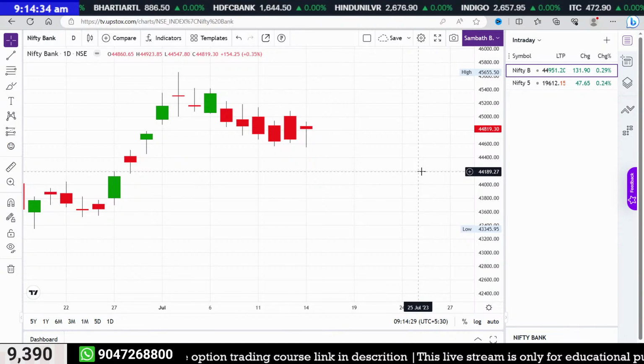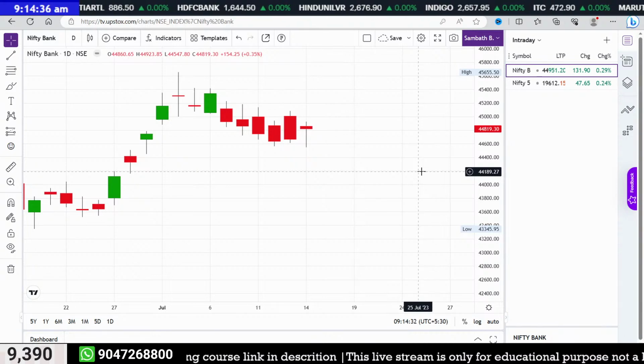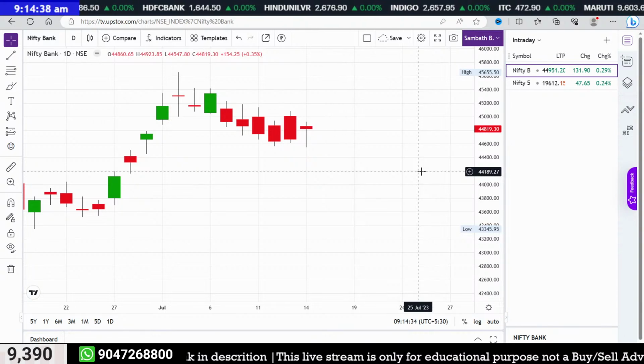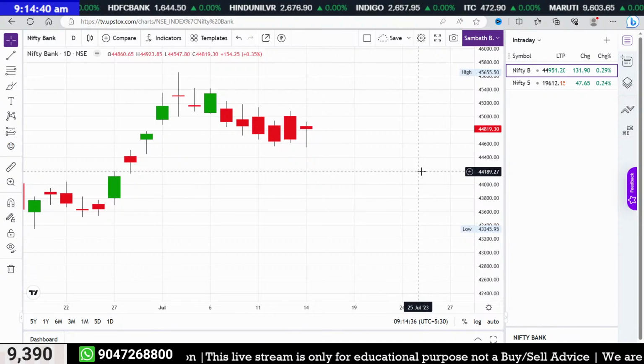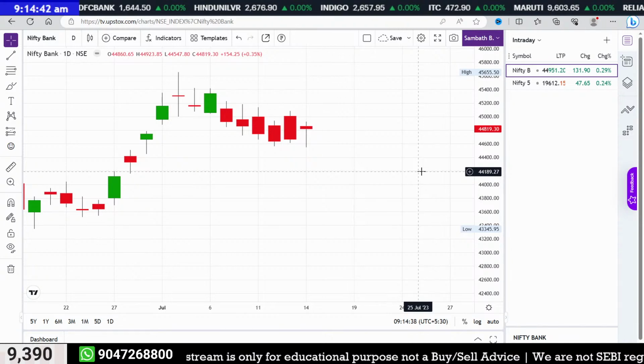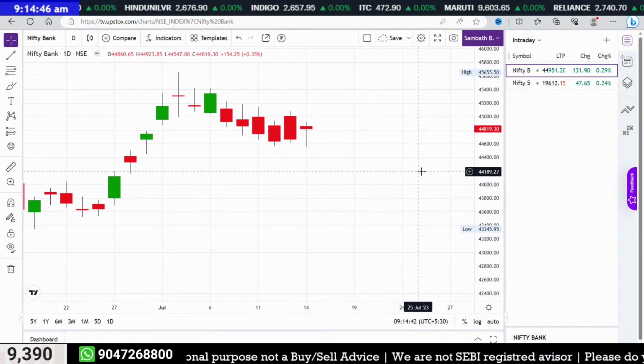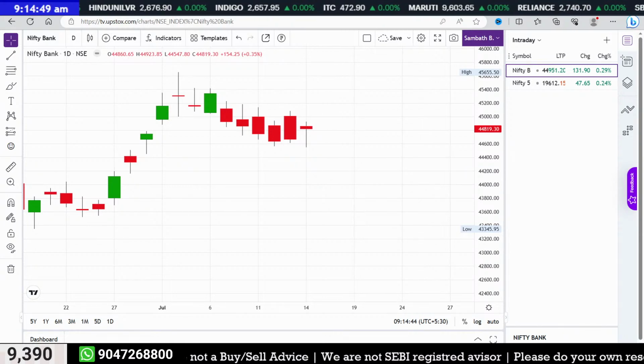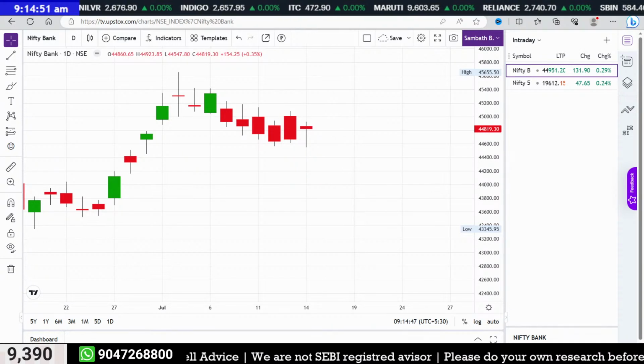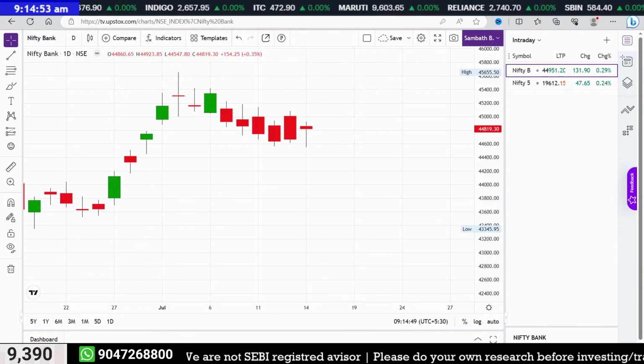Based on the weekly chart, this is the first day of the third week of July, so there may be chances of some opportunities based on our Google Sheet that we can find in today's trade. Any new opportunity which we can find, let me try to focus.